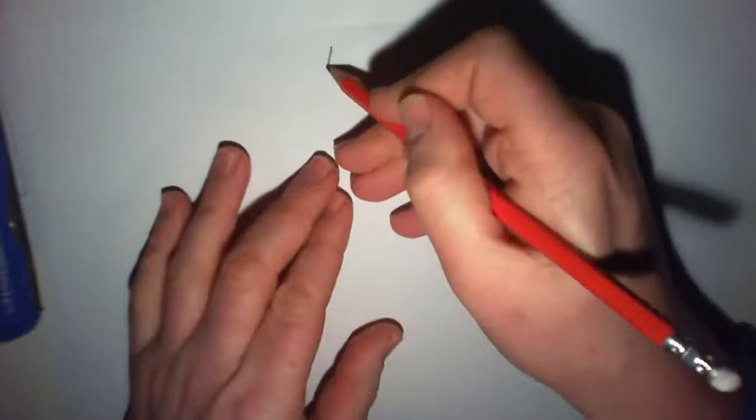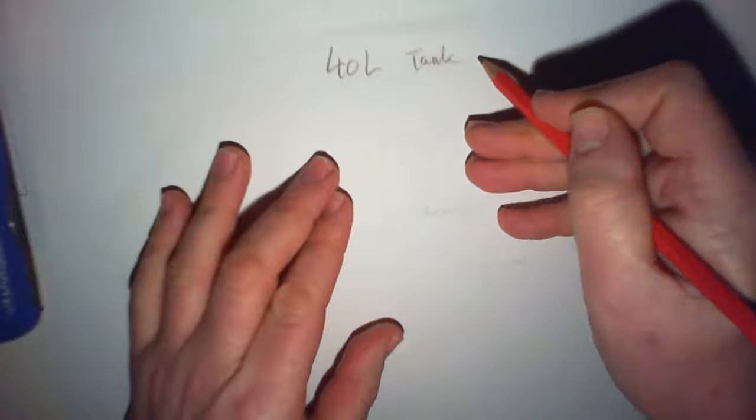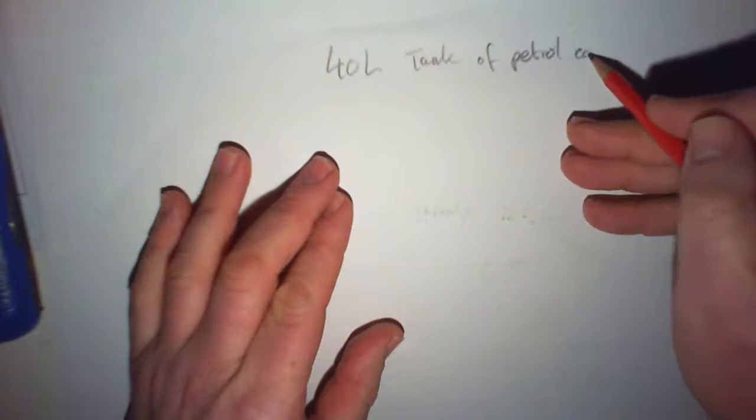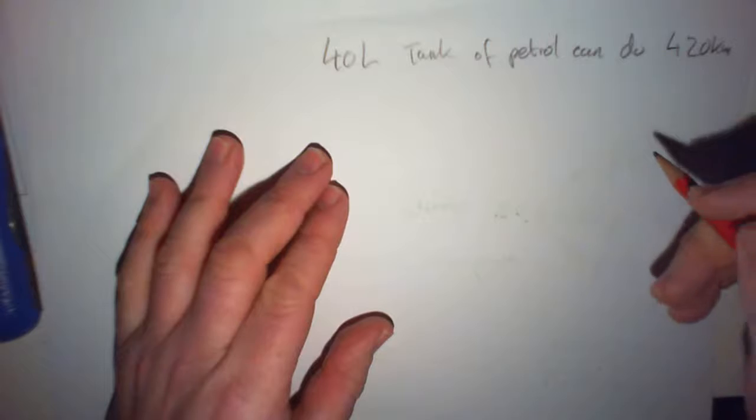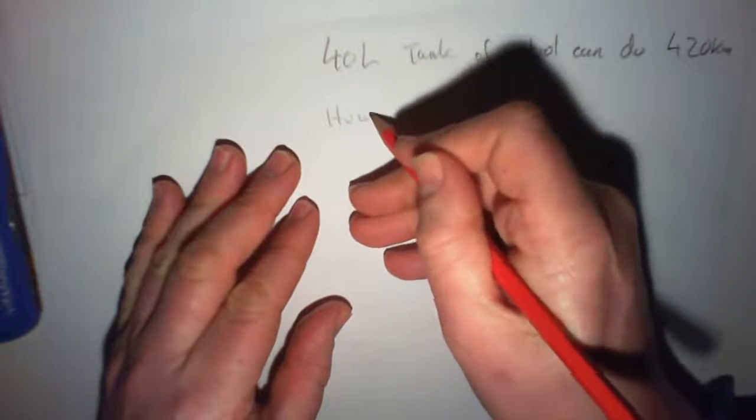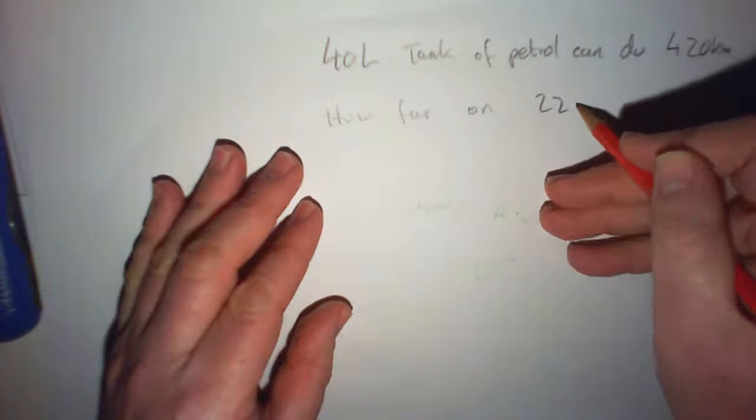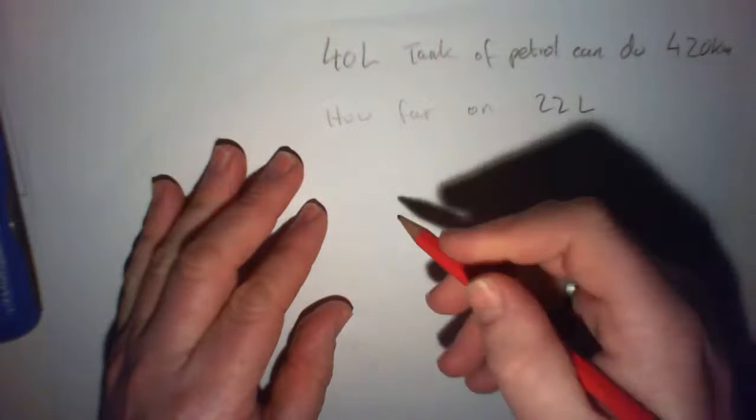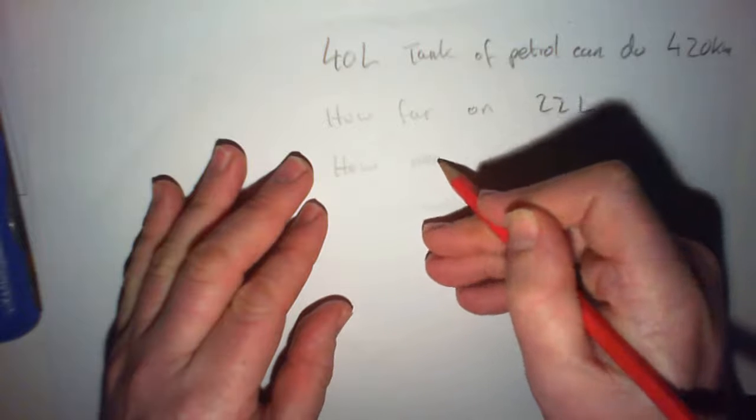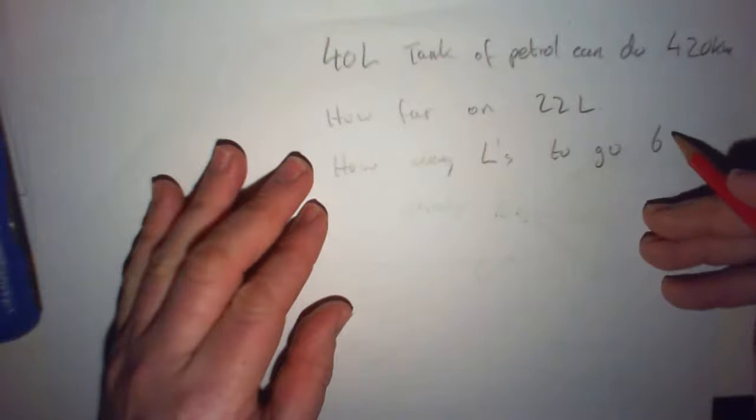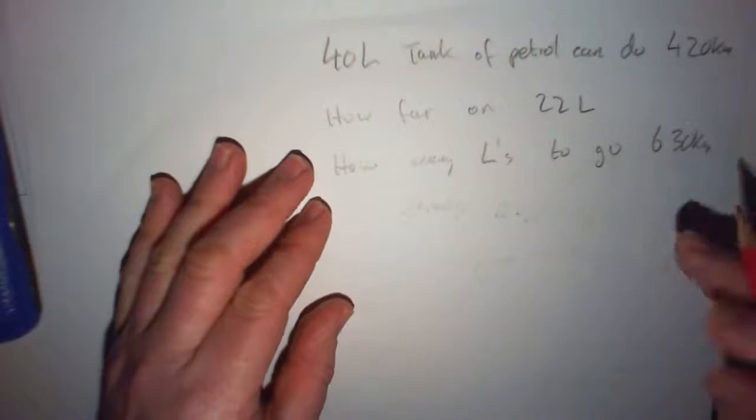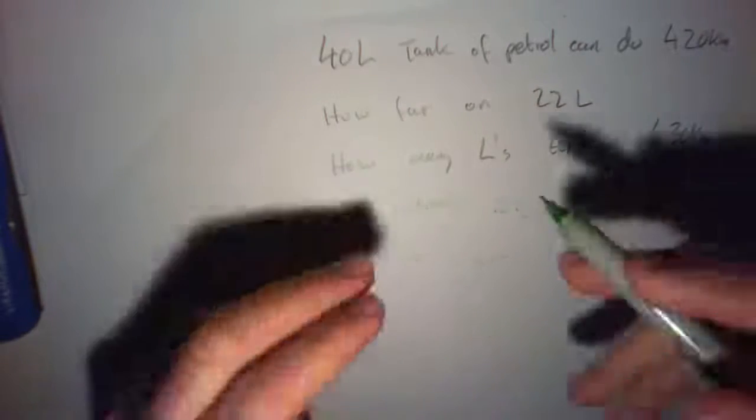Okay, so a 40-liter tank of petrol can do 420 kilometers. Okay, that's quite good going. Okay, how far on 22 liters? Okay, and then how many liters to go 630 kilometers? Okay, so again, an interesting one. So let's get our ratios and proportions going.